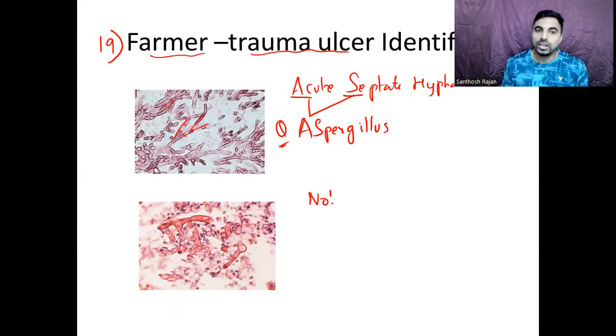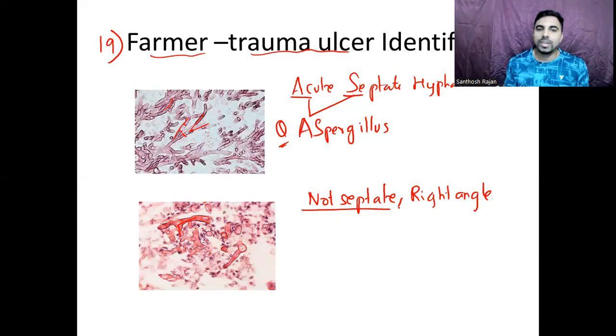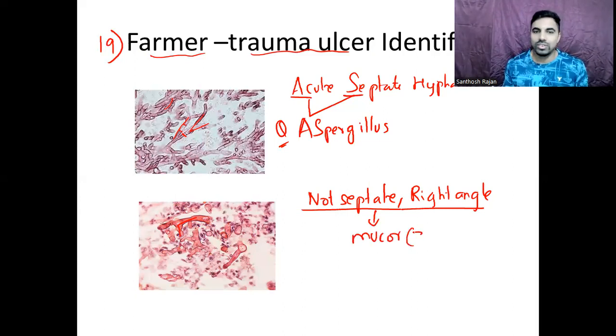It is not septate. It is at a right angle like this. Right angle, non-septate, or aseptate, whatever. Aseptate and non-septate mean the same. If it is at a right angle, then that is your Mucor or Zygomycosis, whatever. Okay, Mucor or Zygomycetes.